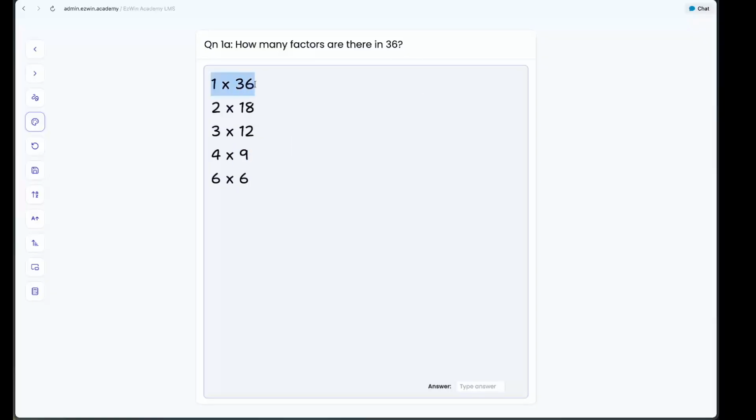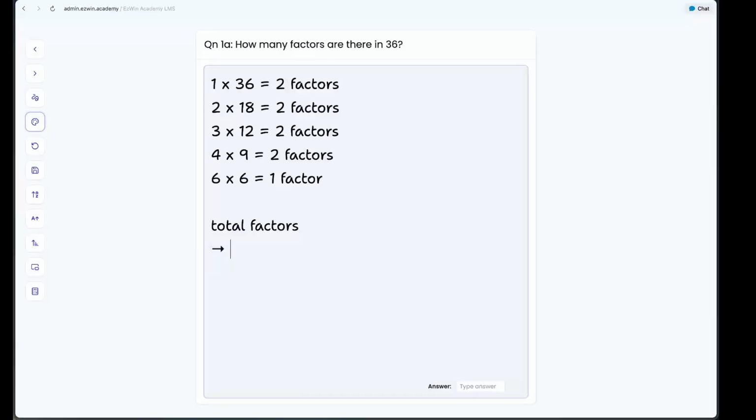So we'll just count 1, 2. So this will be 2 factors. 2 factors, 2 factors, 2 factors, and 6 is 1 factor. So total factors is equal to 2 plus 2 plus 2 plus 2 plus 1 equal to 9. So that means there are 9 factors for 36.